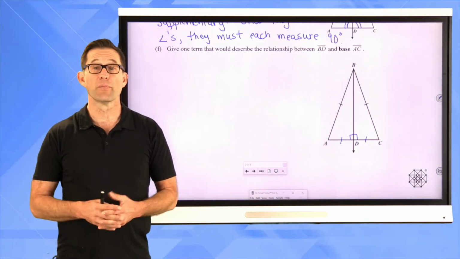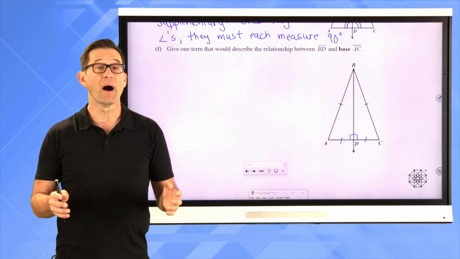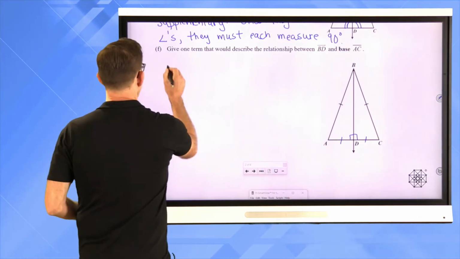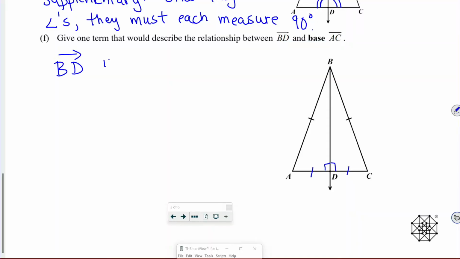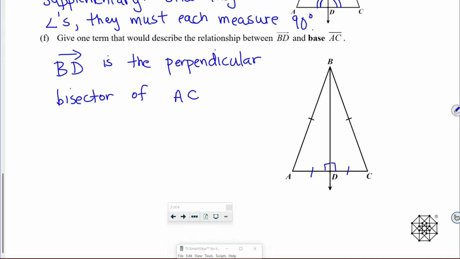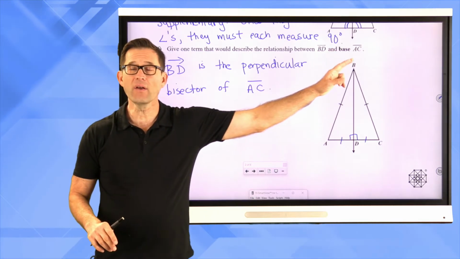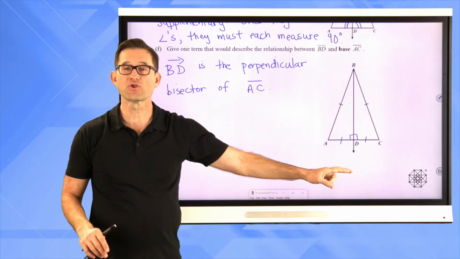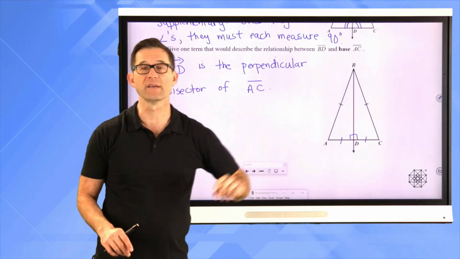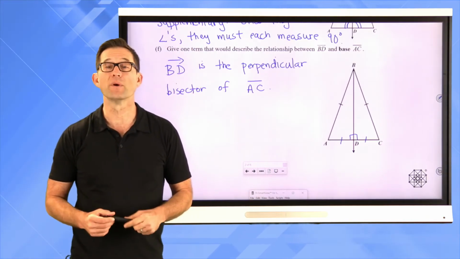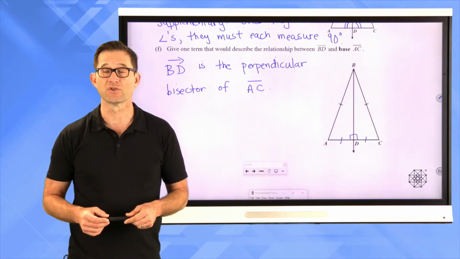Well, BD is perpendicular to AC, and BD bisects AC, so ray BD is the perpendicular bisector of AC. It's cool, right? So if I draw in the angle bisector of an isosceles triangle, it becomes the perpendicular bisector of the opposite side, what's known as the base of an isosceles triangle.